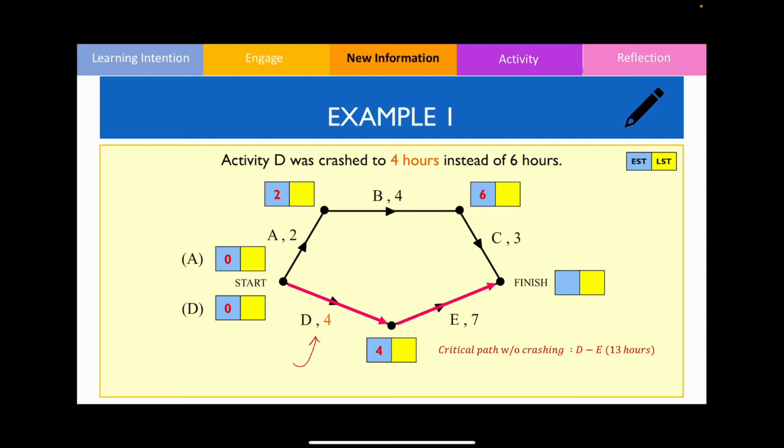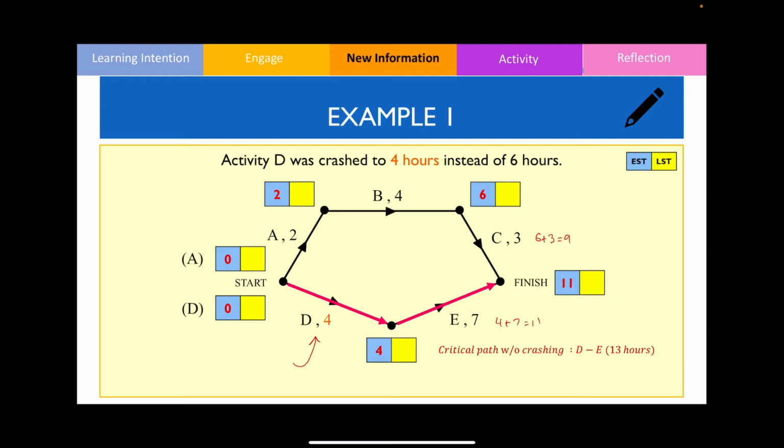And now if I was to find out what is the minimum completion time, this could be done by going 6 plus 3 is equal to 9, or 4 plus 7 is going to be equal to 11. And so therefore, remember, we always take the larger value. So now it's going to be completed in 11 hours.